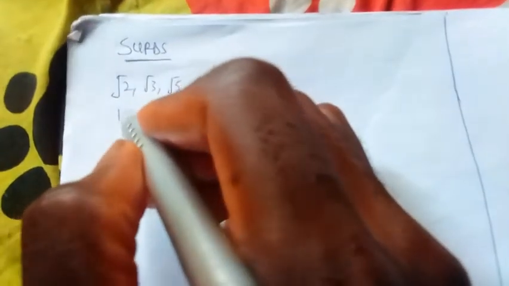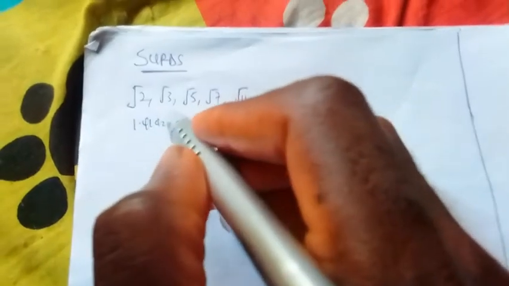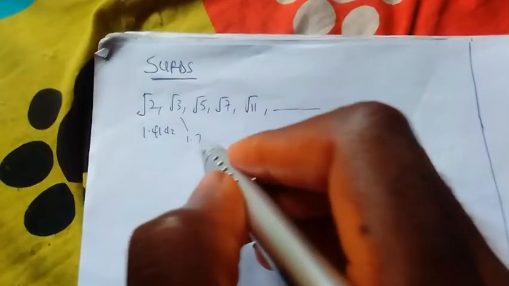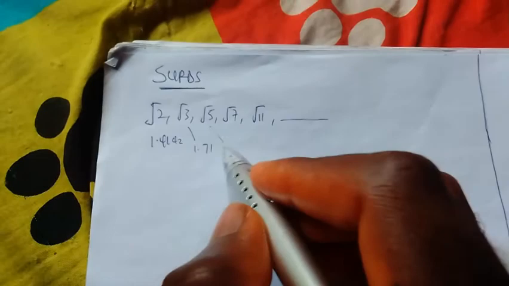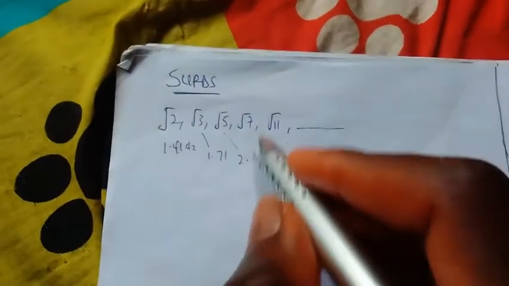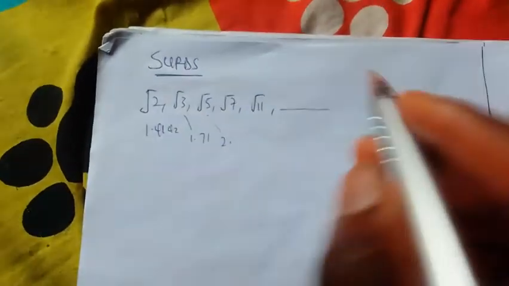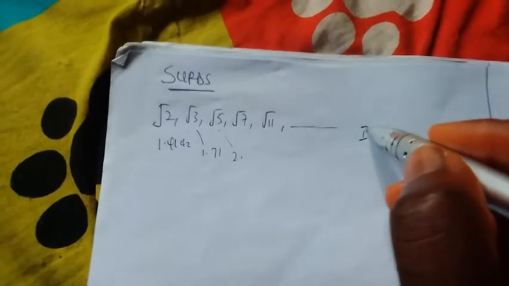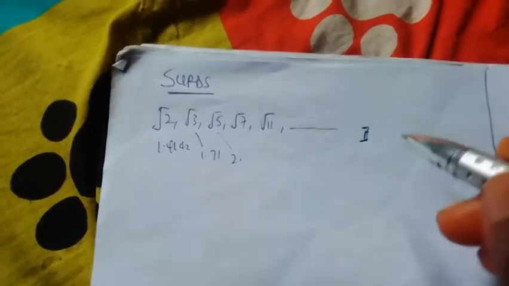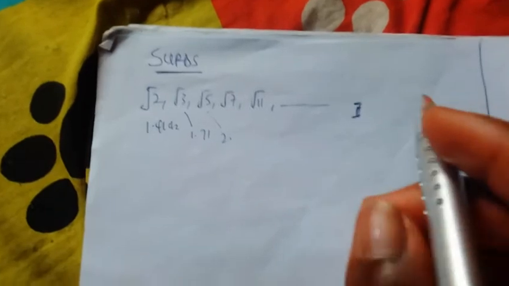Like this gives us 1.4142 and so on. This gives us 1.71 something. This gives us 2 point something, and so on and so forth. So these are examples of what? Irrational numbers. Okay. So that's what Surd is talking about basically.